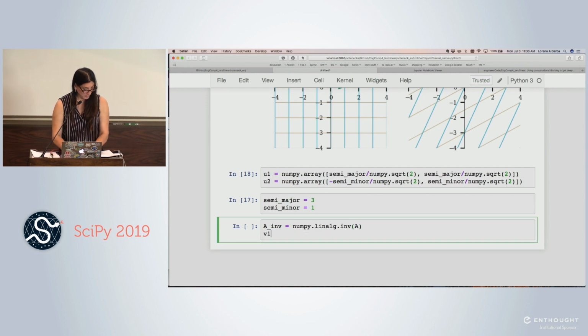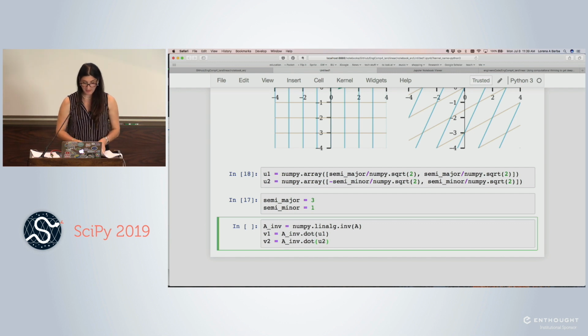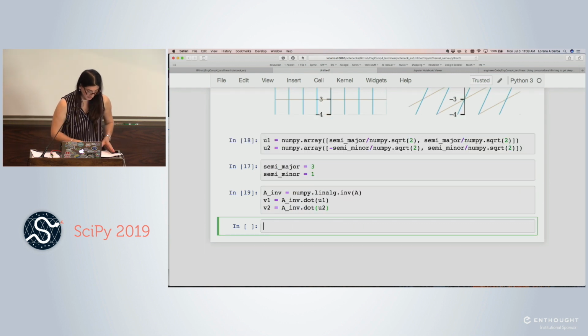and V1 is the vector that landed on U1 after the transformation, so we need to multiply by U inverse, and V2 is the vector that landed on U2, so I need to multiply by the inverse again. All right, these are the eigenvectors, V1 and V2. They land on the semi-major and semi-minor axis, and now we're going to plot the linear transformation. This is going to be a bit hard to see.